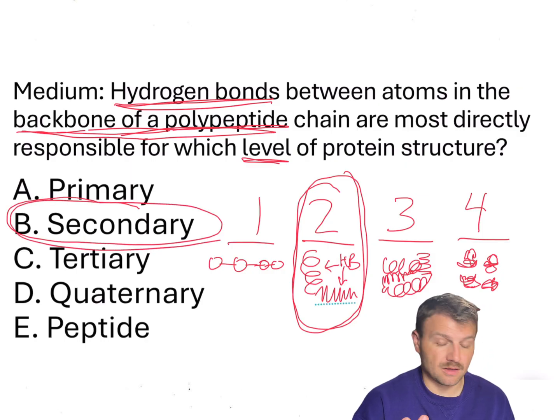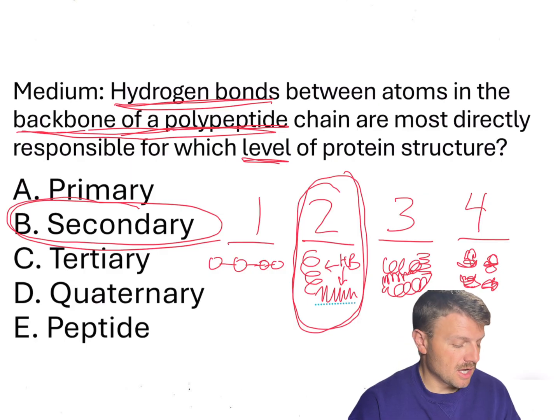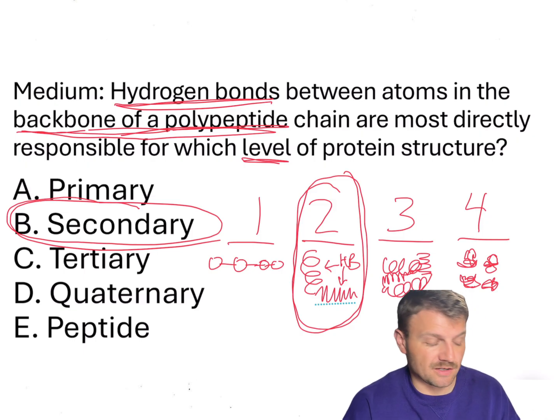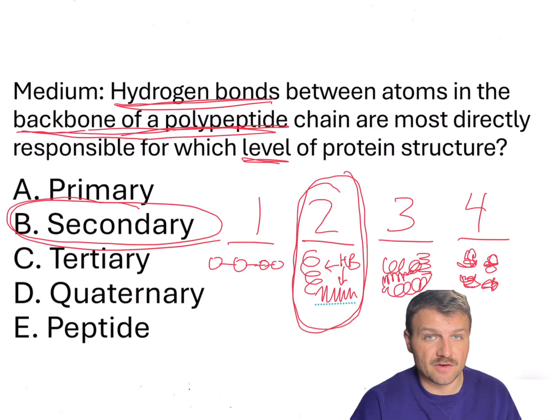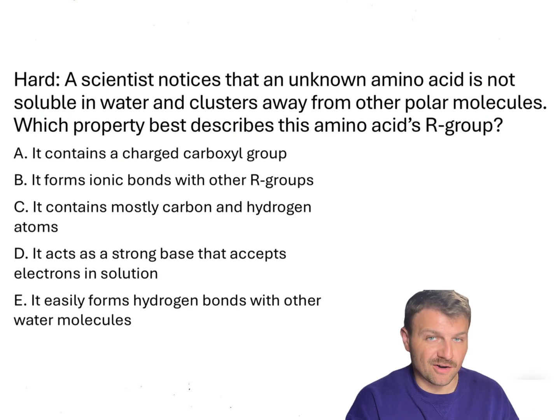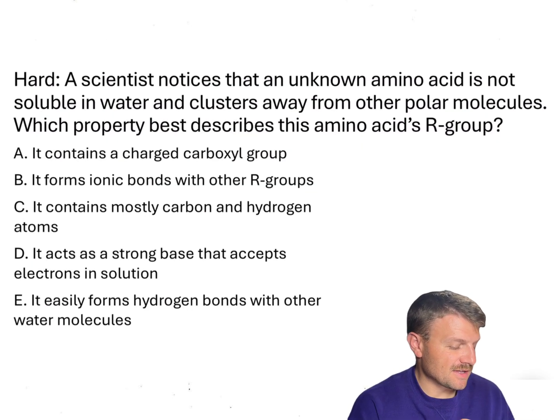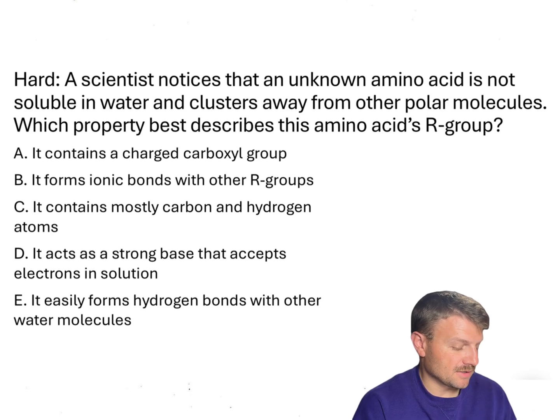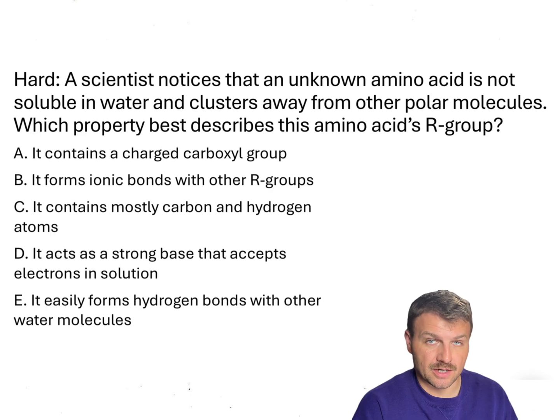So again, it's a little bit more difficult of a question, but it's still pretty easy in the sense of I have to memorize a little bit of things. I have to apply that knowledge to this question, but it's a lot more difficult than the first level. Let's move on to the last level here. So here is the hard question. A scientist notices that an unknown amino acid is not soluble in water and clusters away from other polar molecules. Which property best describes this amino acid's R group? So there's a lot of information here in this question, a lot of difficult words. Let's try to break this down.